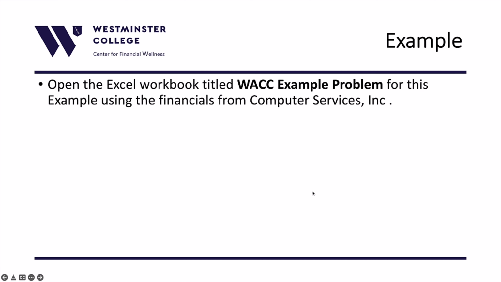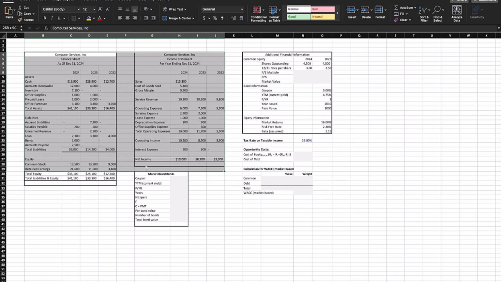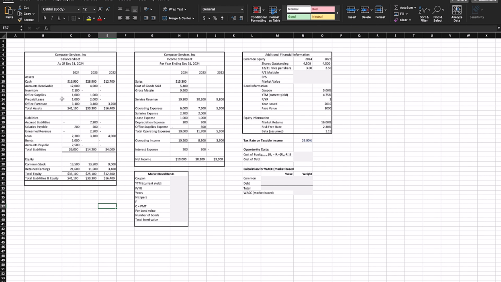So now we are going to open up the workbook titled WACC example problem. For this example, we'll be using the financials that you used for the accounting section as well as the ratio section. With financials open, we can see that these are the same financials that you used for the accounting section as well as the ratio section, with the exception that bonds are added and these givens are added as well.